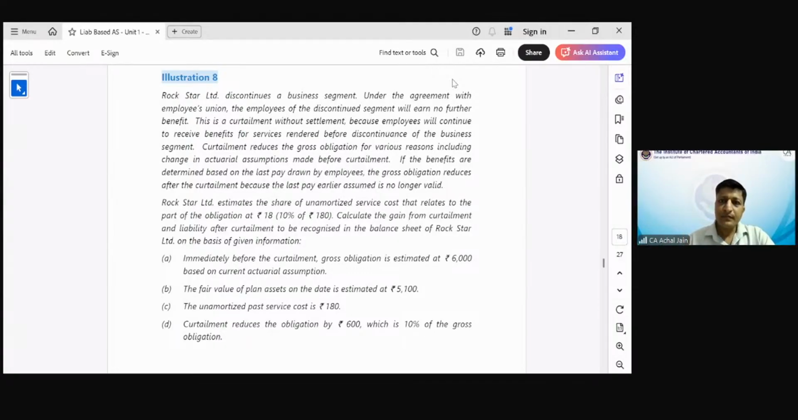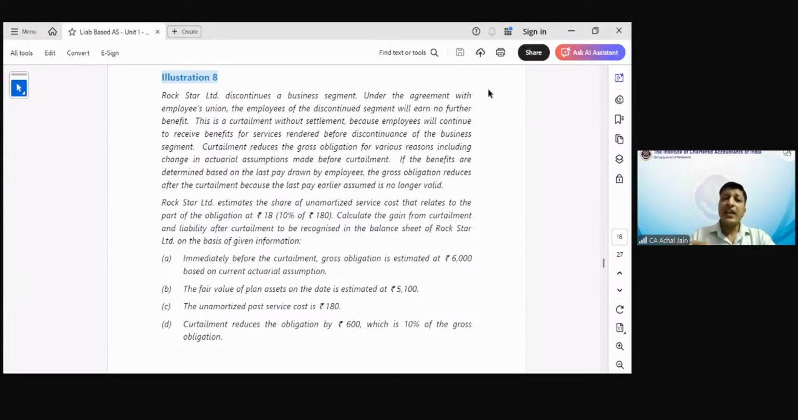Very good. All right, so now let's look at this question. Rockstar Limited discontinues a business segment. Under the agreement with the employees union, employees of the discontinued segment will earn no further benefit. So what has happened? There was a unit of the entity which has been discontinued. So the employees which were working in that unit will not be continuing. So that's why they will not be paid for that. So this is a curtailment. So what do you call it as? Curtailment.